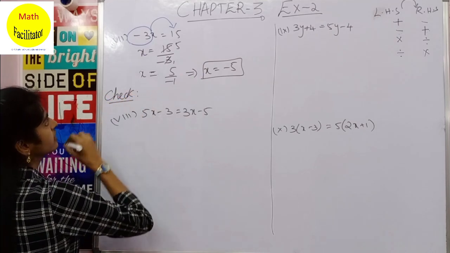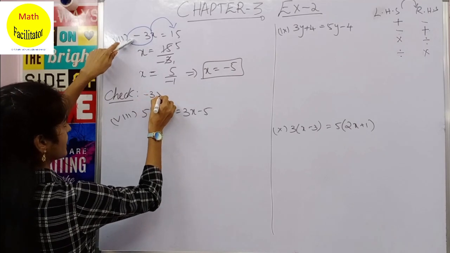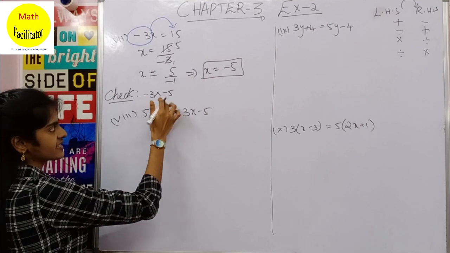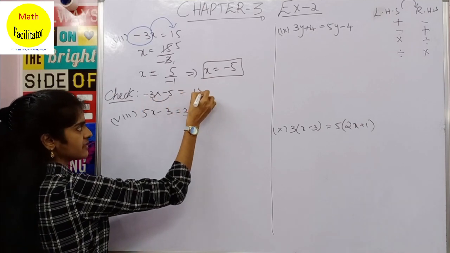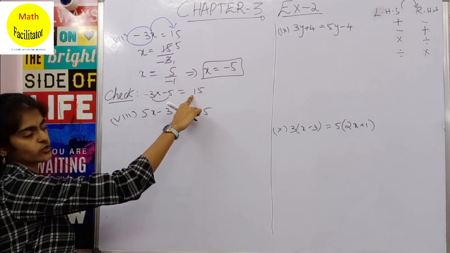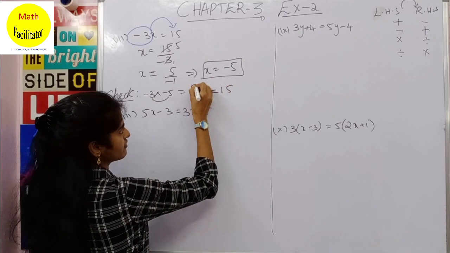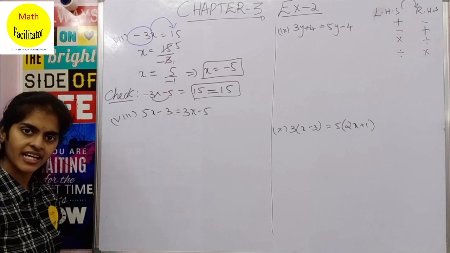So checking. You have minus 3 into, x is minus 5. So minus 3 into minus 5 is nothing but 15. Minus into minus is plus, so the answer is plus 15. So this 15 is equal to 15. RHS is also 15. Clear?